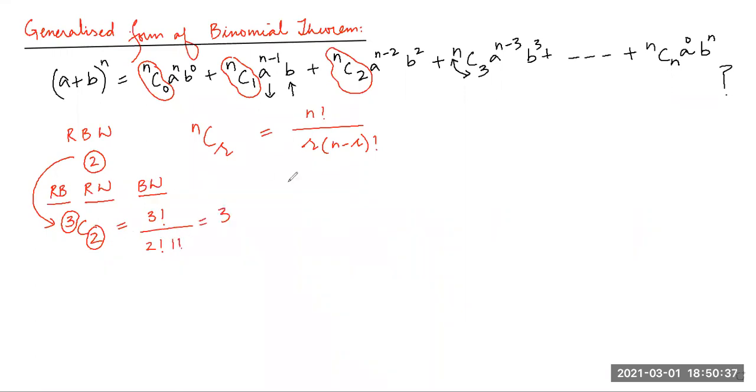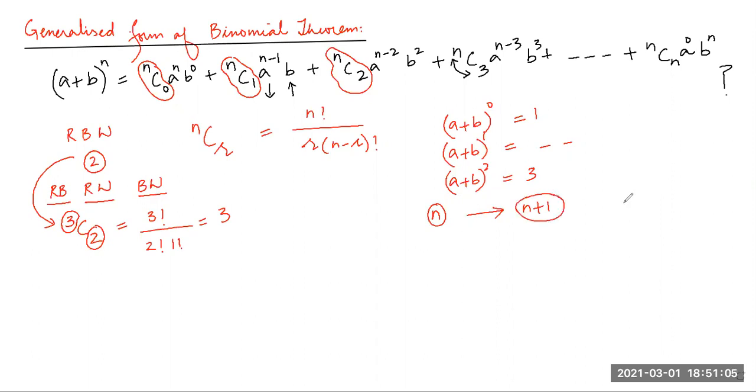We got three combinations. Now, you see, we have already seen that when we expanded (a + b) raised to power 0, there was only one term. When we expanded (a + b) raised to power 1, there were two terms. And when we expanded (a + b) whole square, there were three terms. So we know that whatever is the index of the binomial, the number of terms will be n plus 1. This is the first judgment, right? The second judgment is this nCr, right?